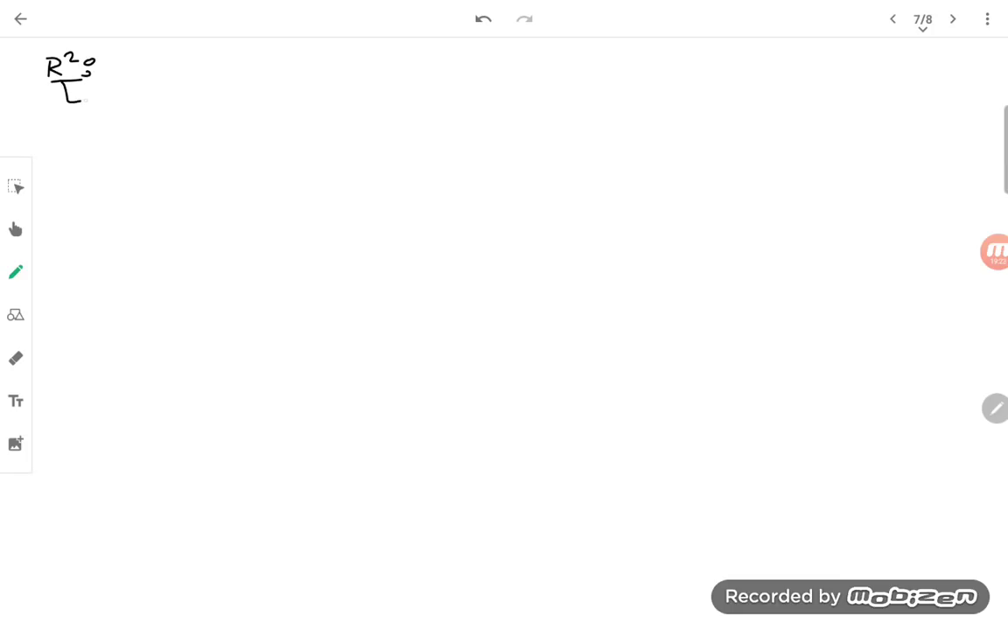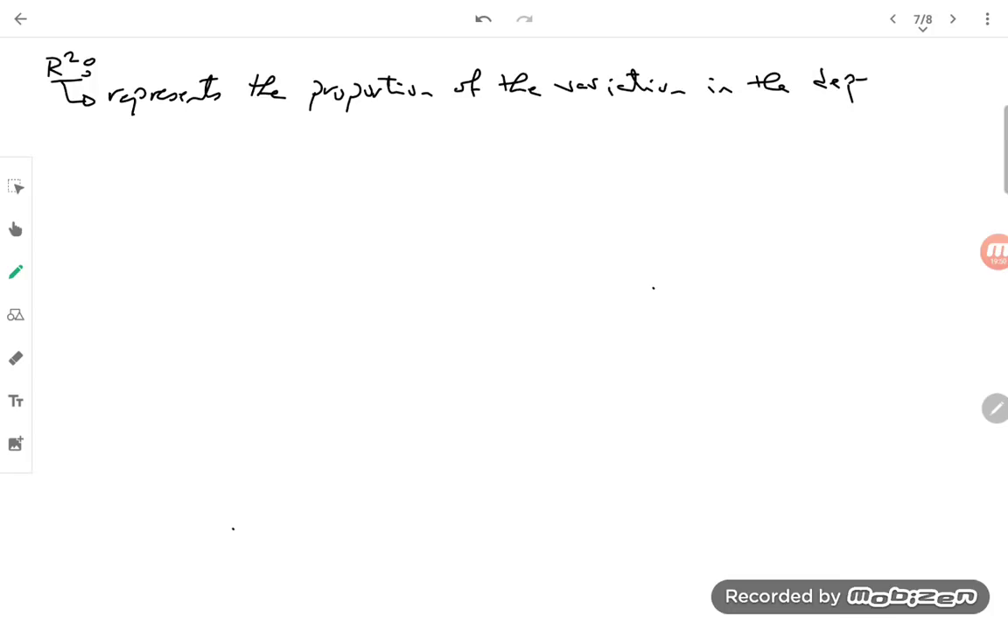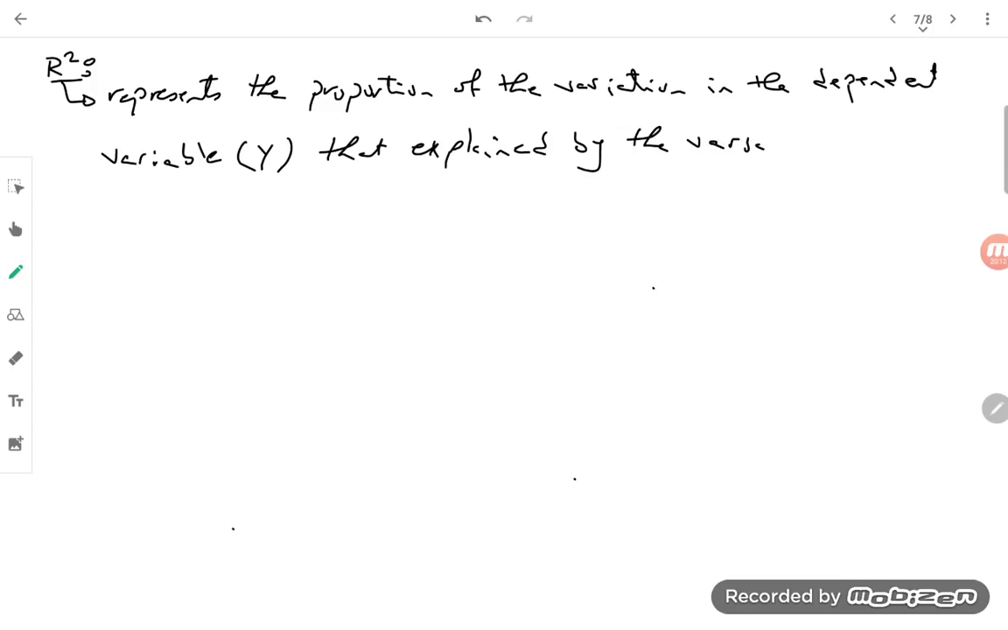So coefficient of determination, or r squared, represents the proportion of the variation or change in the dependent variable y that is explained by the variation in the independent variable x.